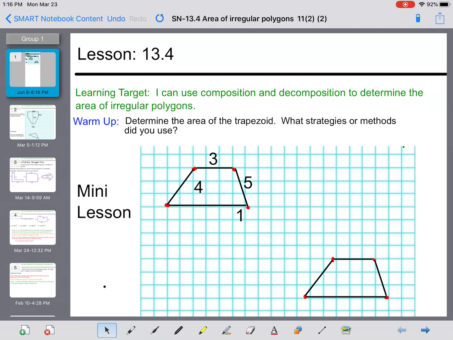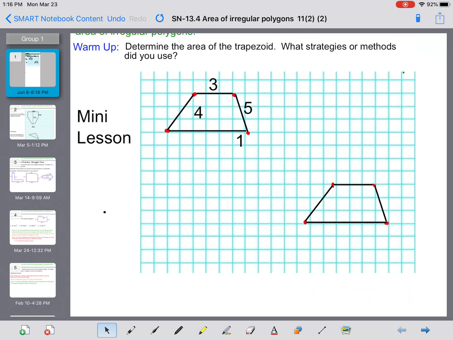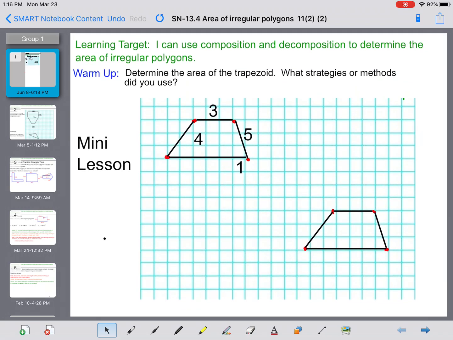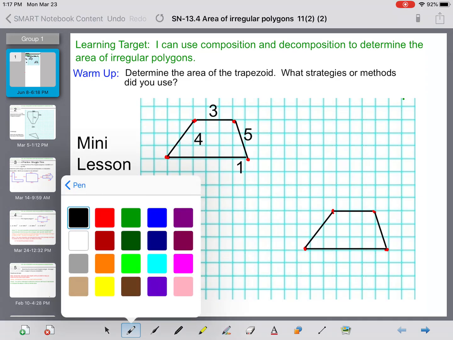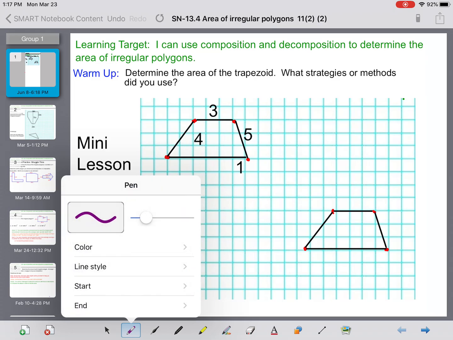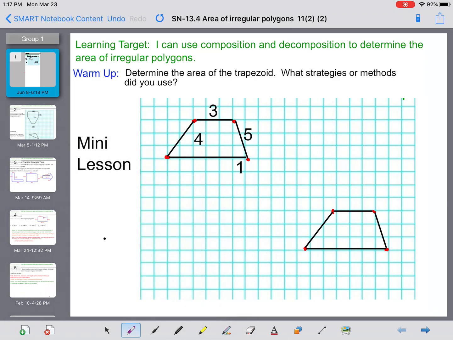So for this first question, I personally think that if the shape is a perfect polygon, kind of like this trapezoid, that it is easier to use decomposition than it is to use composition. But we could use either one. So for the first problem, I'm going to use decomposition. So I am going to break down the inside of our trapezoid into familiar shapes that we do know.